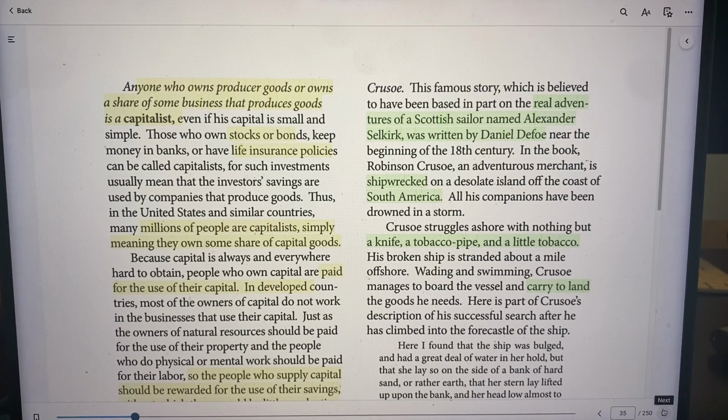But in the United States and similar countries, many millions of people are capitalists, simply meaning they own some share in capital goods. So if you own shares, if you have retirement savings and you put into your retirement account and it's invested, then you are a capitalist. That's the way it goes. You will be considered a capitalist. So let's go on here.